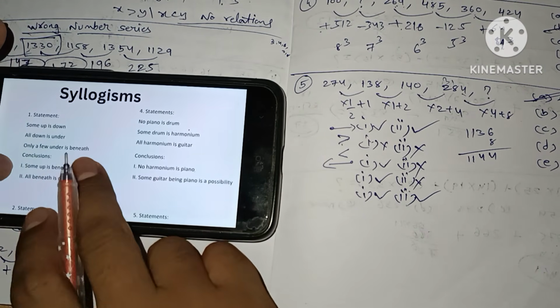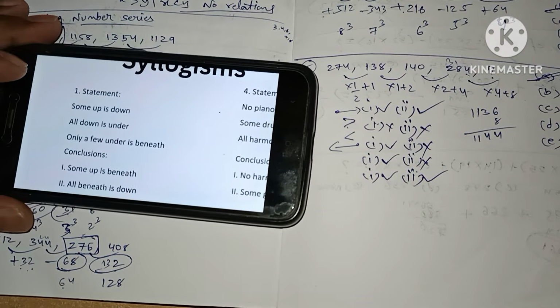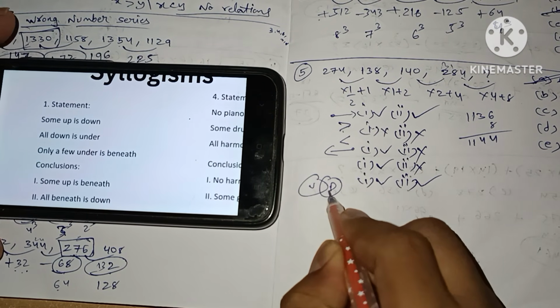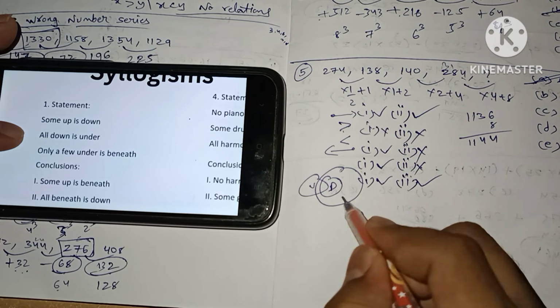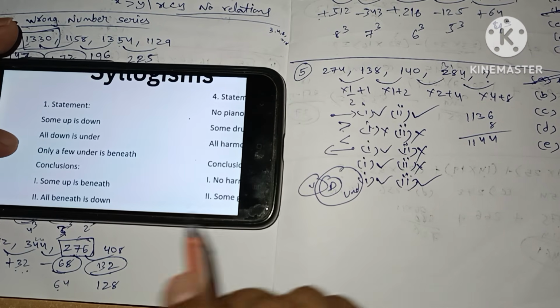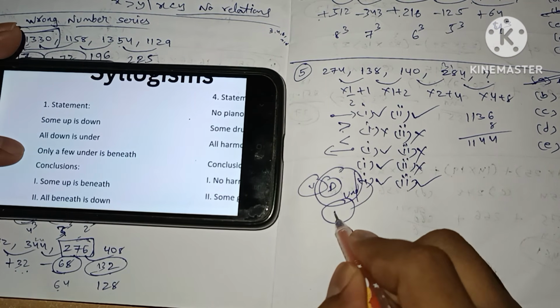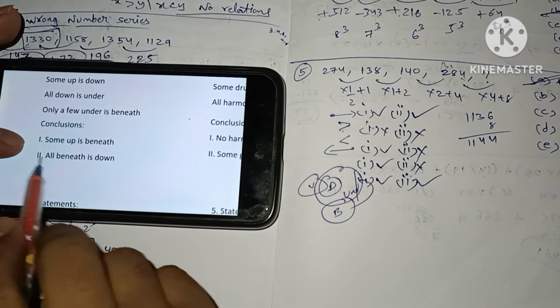Now we are going to see syllogisms. Syllogisms, first question. Some up is down. All down is under. Only a few under is beneath. Let's see conclusions.